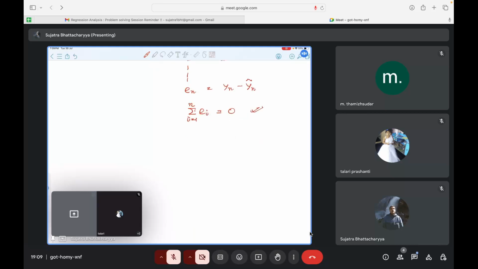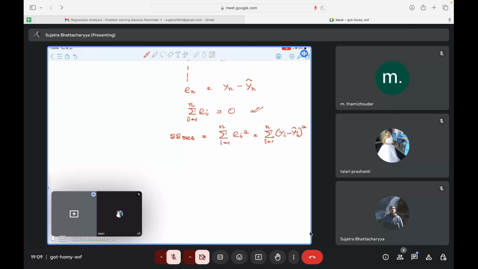It happens. Another is that if this is equal to 0, then what we define is SS residual, which is nothing but the sum of the squares of the errors, i is 1 to n. So this is nothing but written as summation i equal to 1 to n of (yi minus yi hat) square. So this is the SS residual, sum of the square residual.